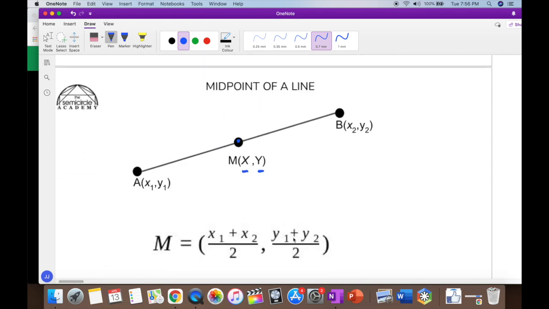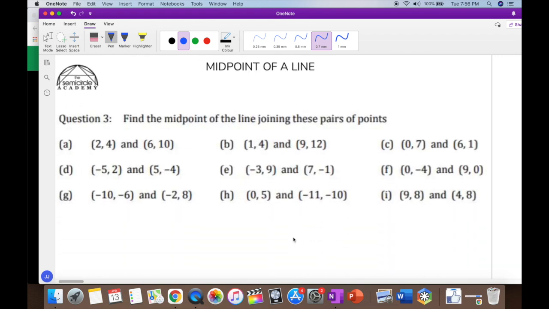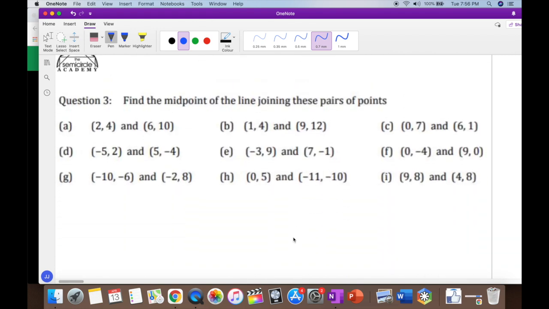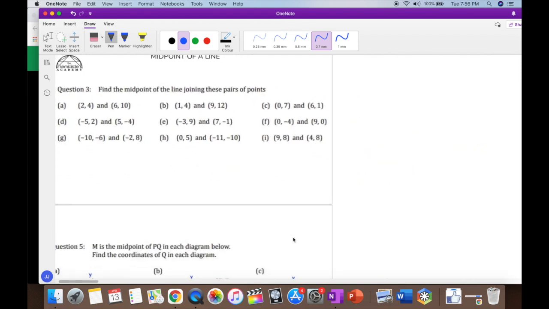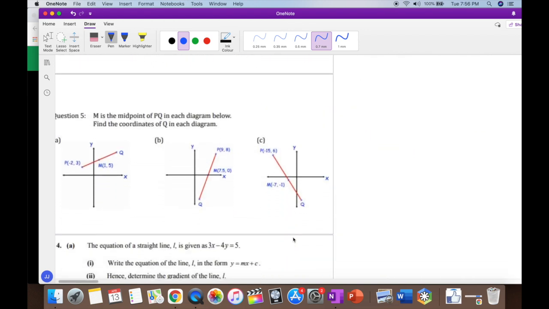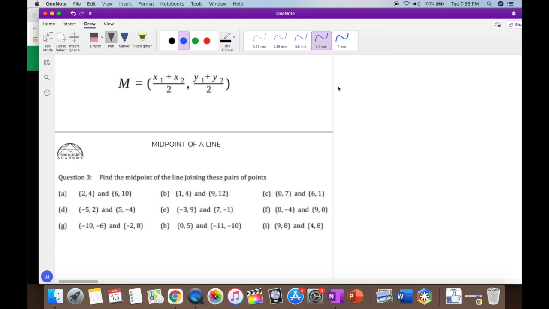Why do I have this slide twice? All right, I don't know. And of course, we have some questions here. So I'll just do one, and then you will do one, and then that should be it for today, right? So the midpoint equation, I'll just leave it up here so that you can see it.